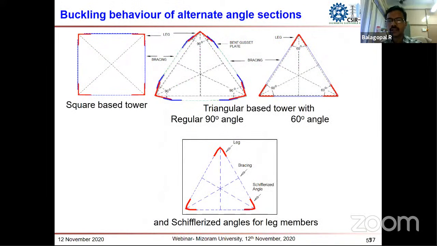Next, we will go for the buckling of alternate angle sections. Here, these are the 90-degree angle sections we are using for conventional lattice towers. There is one more type of angle section called schifflerized angle sections, and 60-degree angle sections. Why do we go for these? In the case of a triangular communication tower, when we go for 90-degree angle sections, then we have to go for a bent-up gusset plate. That is not advisable for communication towers, because a local instability problem may occur. Hence, we go for either schifflerized angle sections or 60-degree angle sections.